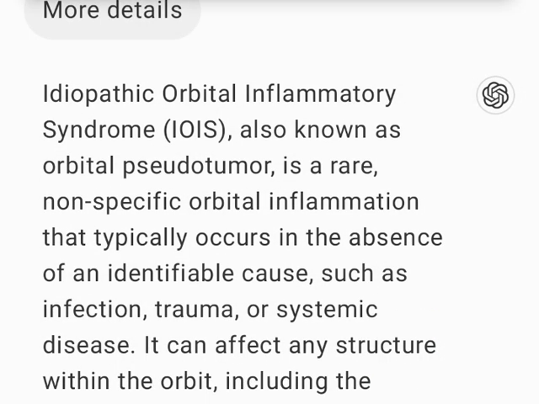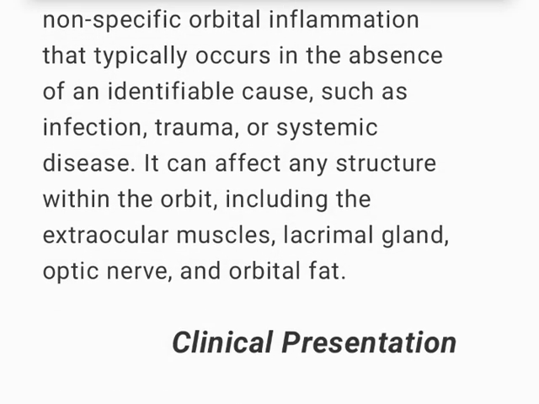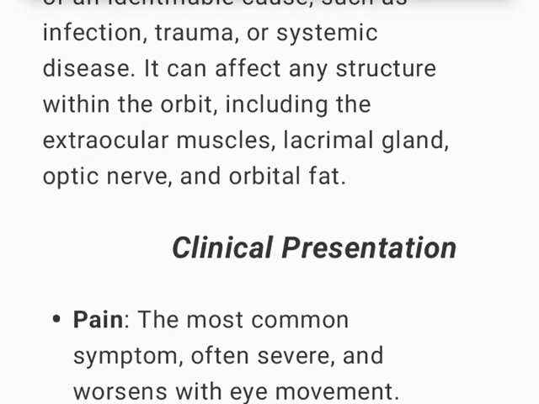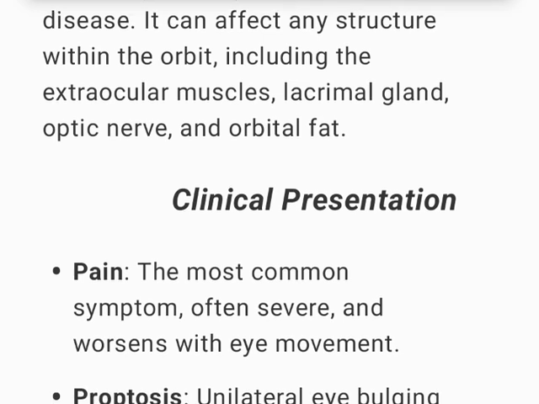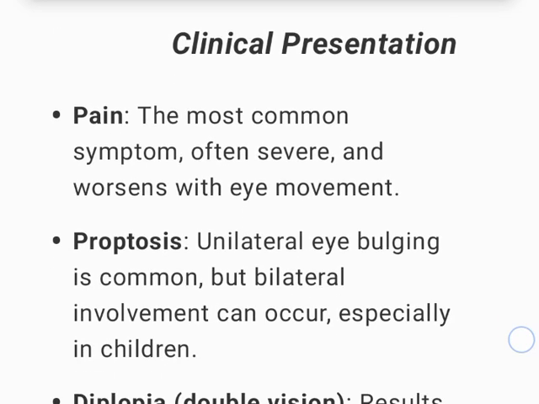Idiopathic orbital inflammatory syndrome, IOIS, also known as orbital pseudotumor, is a rare, nonspecific orbital inflammation that typically occurs in the absence of an identifiable cause, such as infection, trauma, or systemic disease. It can affect any structure within the orbit, including the extraocular muscles, lacrimal gland, optic nerve, and orbital fat.